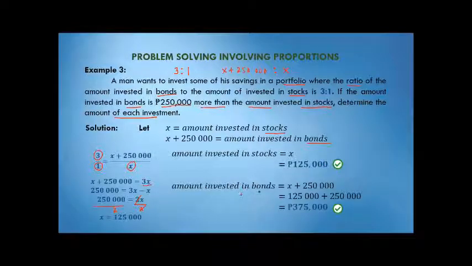Now, ang amount invested naman sa bonds, di ba ni-represent natin ng X plus 250,000, substitute lang natin 125,000 plus 250,000. That is 375,000 pesos. So, the amount invested in stock is 125,000. The amount invested in bonds is 375,000 pesos. So, this is how we apply the extreme means property of proportion para mag-solve ng mga ganitong problem.